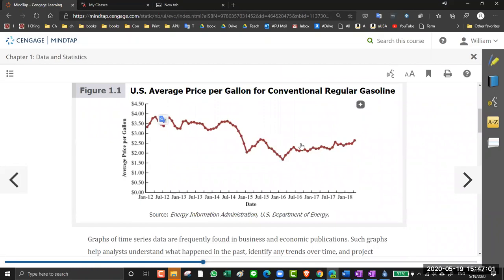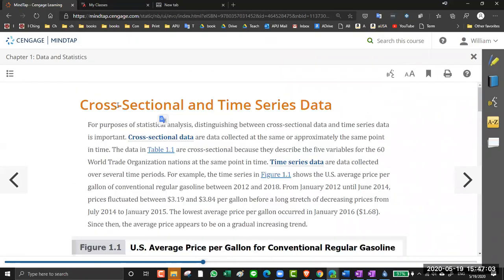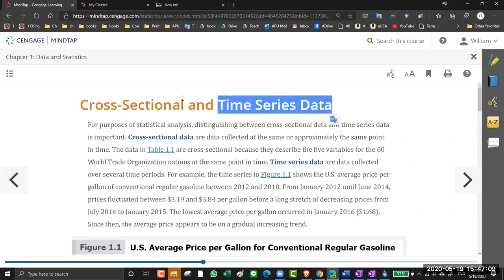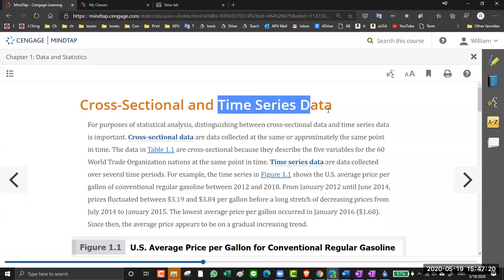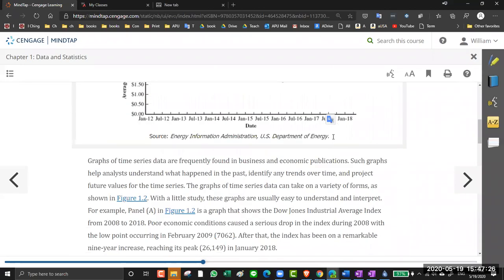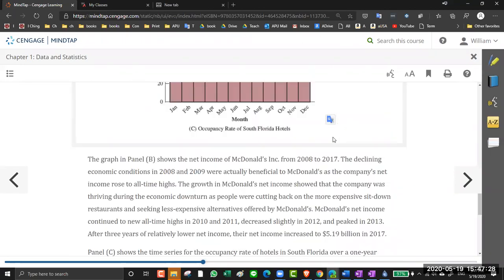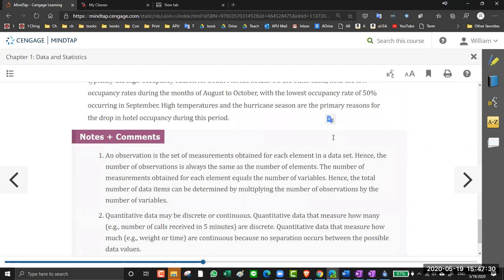Okay? So we have two types of data. Time series is almost always numeric. But we just saw cross-sectional wasn't always numeric, right? You don't usually see time series data that's not numeric, but you could do it, I guess. Any questions about this?